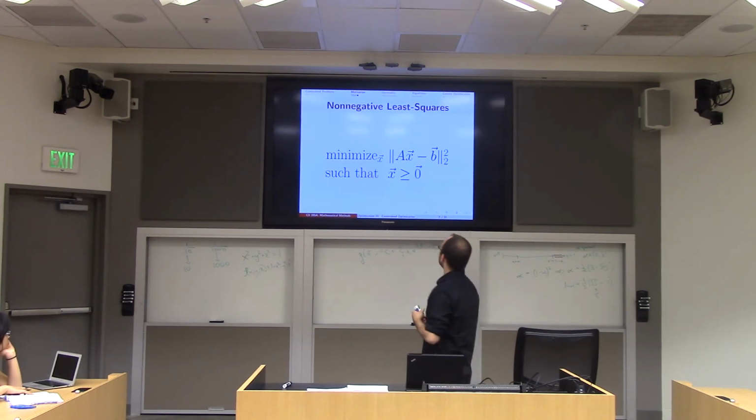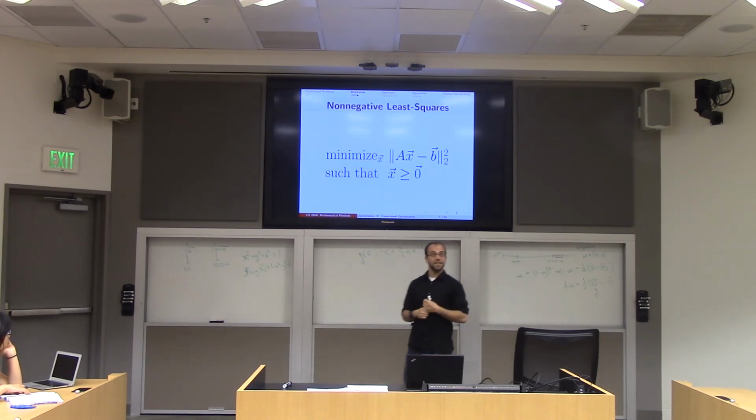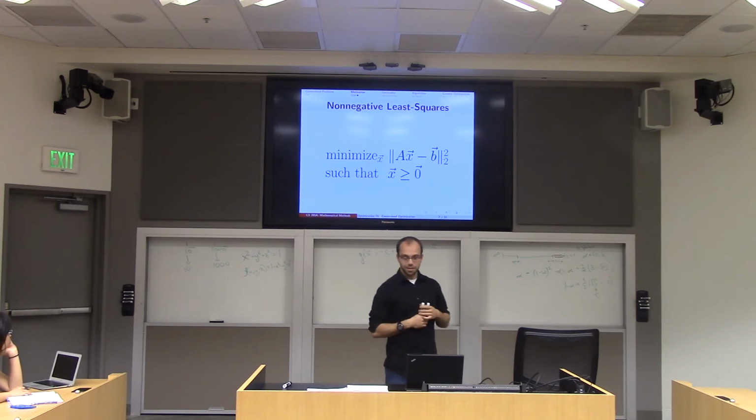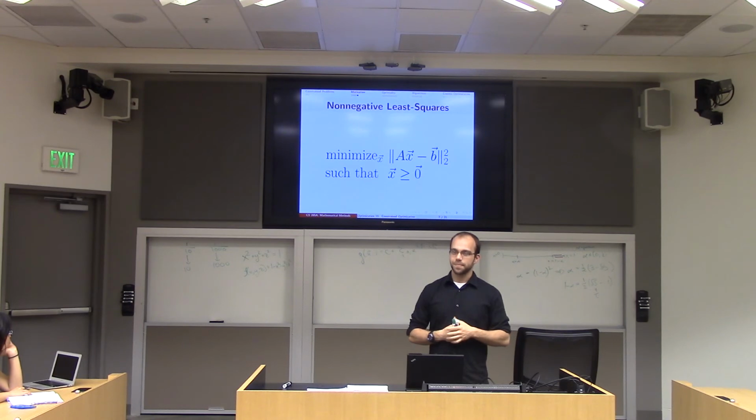So one thing you might do is write down our favorite least squares energy we've already talked about, but simply add a constraint that all of your x's are non-negative. It's called non-negative least squares. Surprise. And this is another example where we're minimizing a function with, in this case, just an inequality constraint.